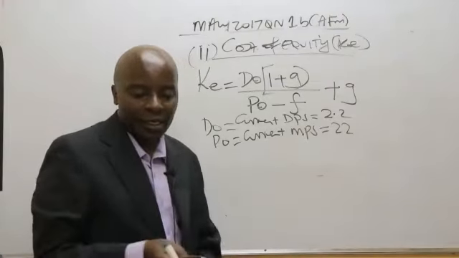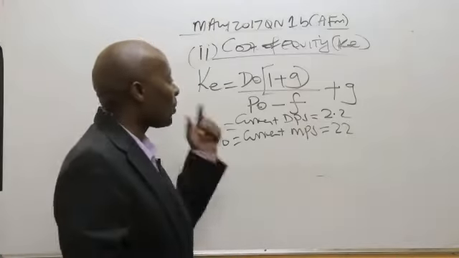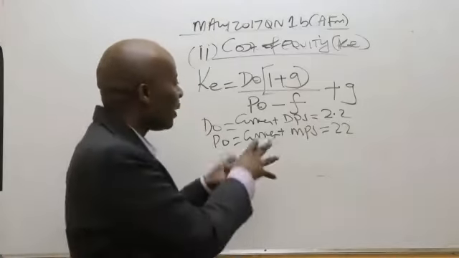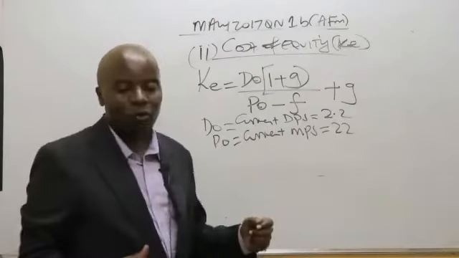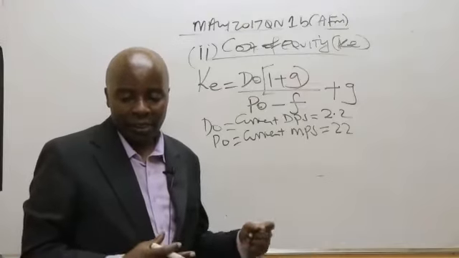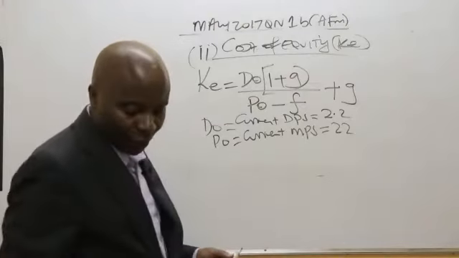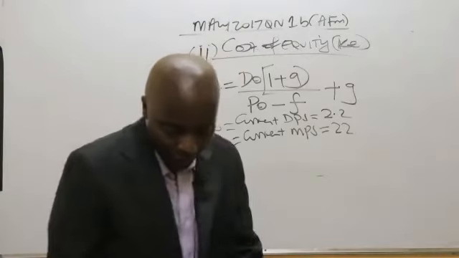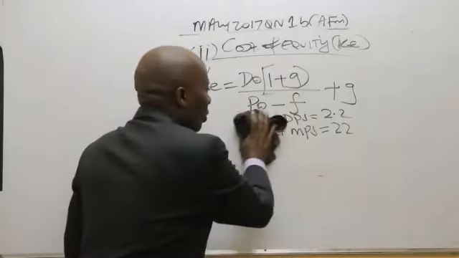And if you continue reading further, they have told us that the growth rate expected is 5%. G is 5%. So if G is 5%, could you then kindly come and plug in these figures in this formula for you to be able to give us the cost of equity?